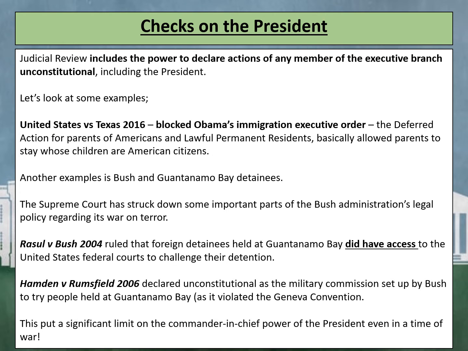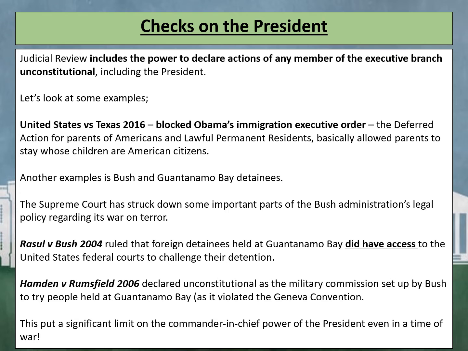Judicial review includes the power to declare actions of any member of the executive branch unconstitutional, including the President. Let's look at some examples. The United States versus Texas in 2016 blocked Obama's immigration executive order, the Deferred Action for Parents of Americans and Lawful Permanent Residents. This basically allowed parents to stay with their children if they were American citizens.